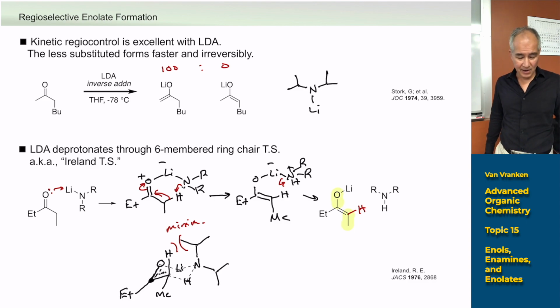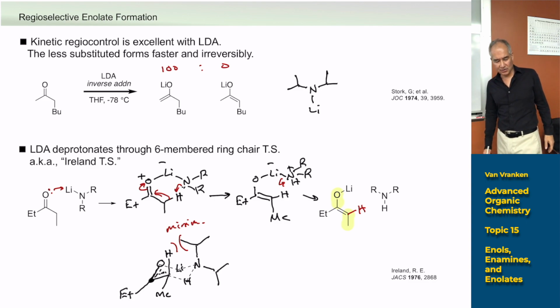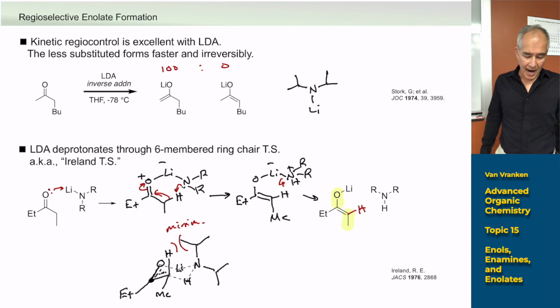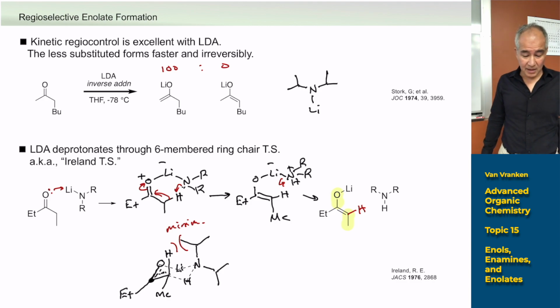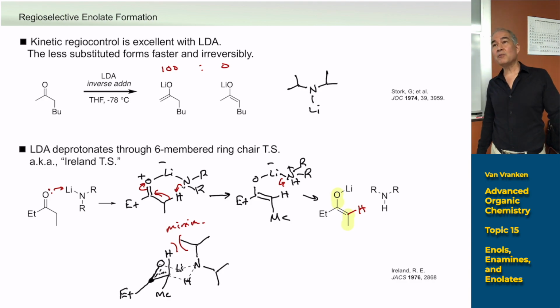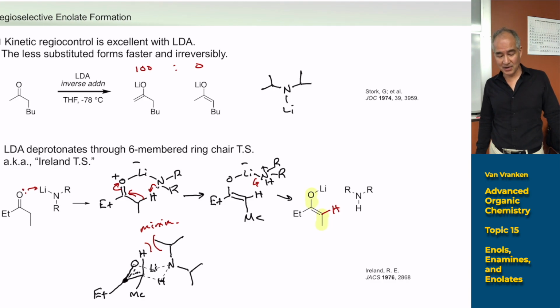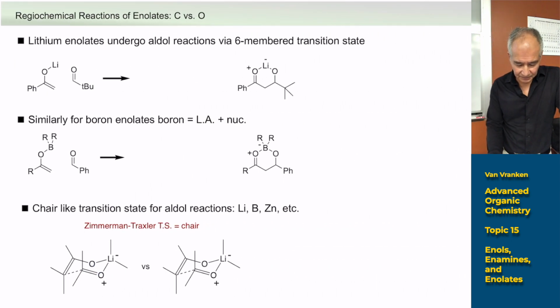Somebody was very clever to find that isopropyl groups give you that bulk in that chair-like transition state. This is called the Ireland transition state. Robert Ireland explored this stuff in the 70s, I think late 70s, early 80s, and it revolutionized enolate chemistry. Now we can make one enolate and only one enolate with a very specific geometry, and that's really powerful. Enolates are super useful reactions.